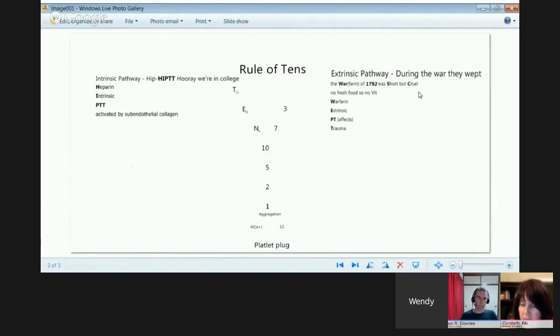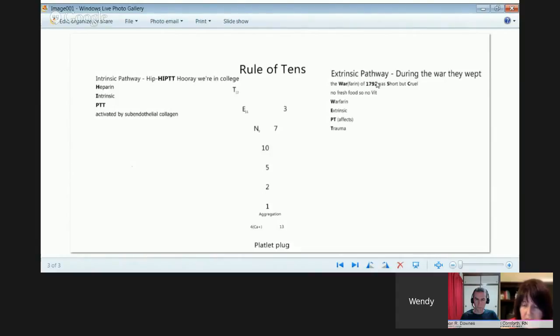So in the war there's no fresh food, so meaning that they don't get enough vitamins, right? So warfarin affects these factors, and in order there are actually 2, 7, 9, and 10 in CS. Those are vitamin K dependent. Which ones are vitamin K dependent? The 10, 7, 9, and 2.